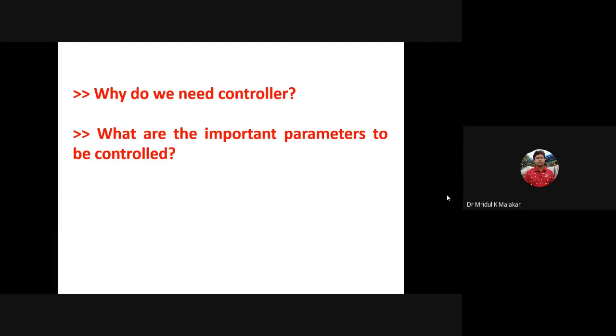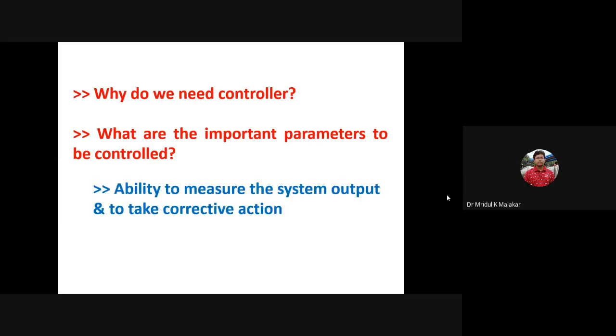Why do we need that control actually? The control mainly depends on giving some input and getting some output from the system, and based on that output we have to give some corrective action to the system. Suppose we run one vehicle. Okay, so we start running from one place, point A to point B.